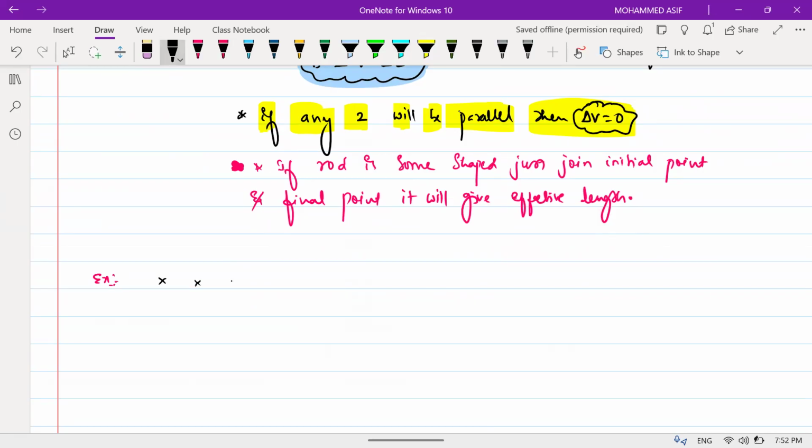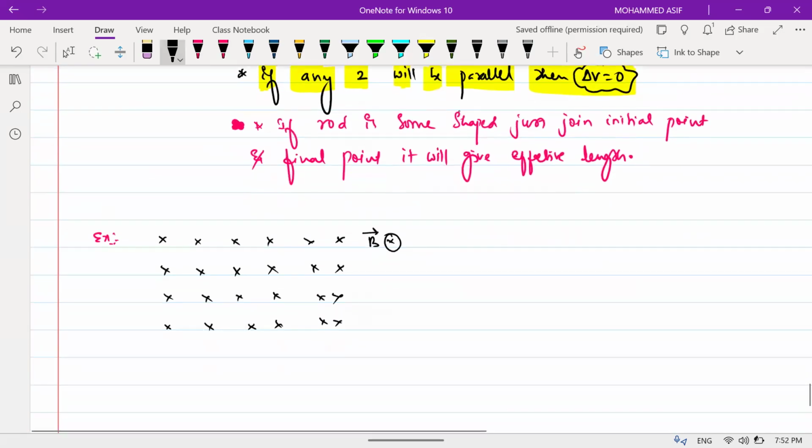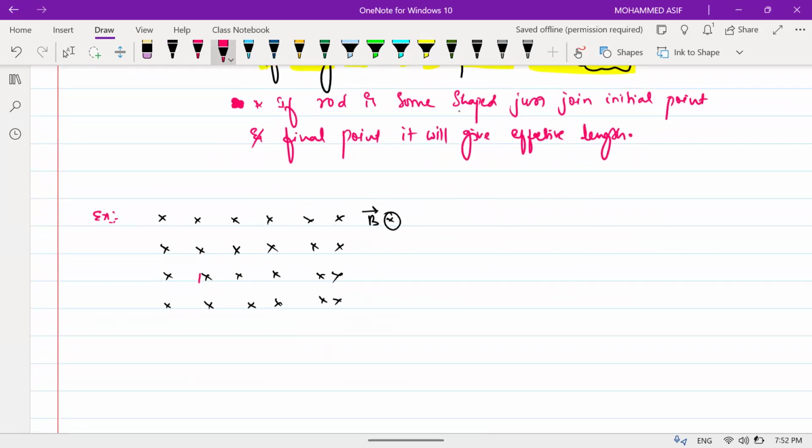Yes, sir. Let's see, I'll give an example. If this is the magnetic field, beta, in which direction is the magnetic field? Into the paper. Now in this one, I'm keeping a conductor in the form of a semicircular shape. I'm saying that this is moving with the velocity v in the upward direction, and the radius of this one is equal to r. This is the starting point A, and this is the ending point, say for example B.